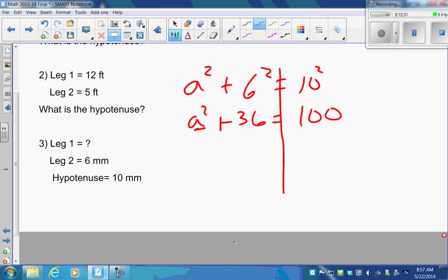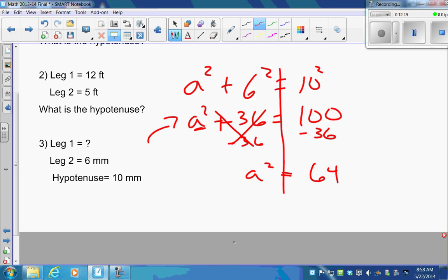I have to get A by itself, so I have to get rid of everything else on this side, which means I have to get rid of 36. The opposite of plus 36 is minus 36. Minus 36. That gives me 64 on this side. That cancels it out on that side.